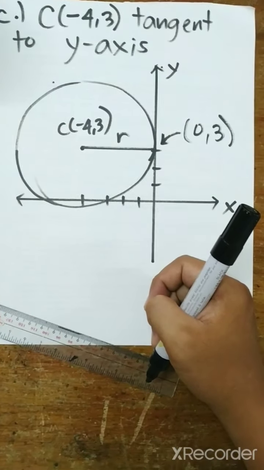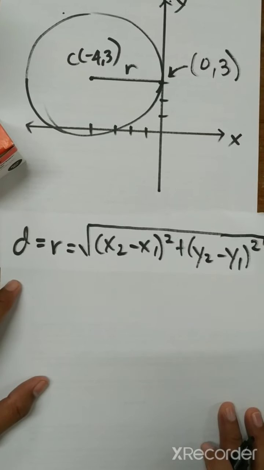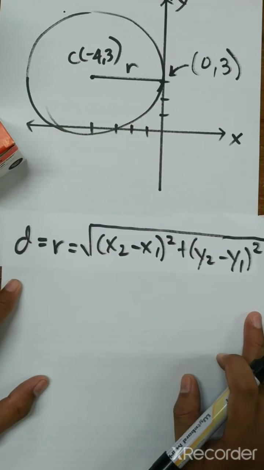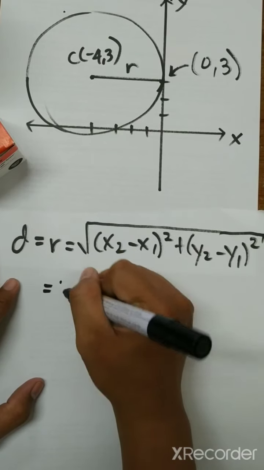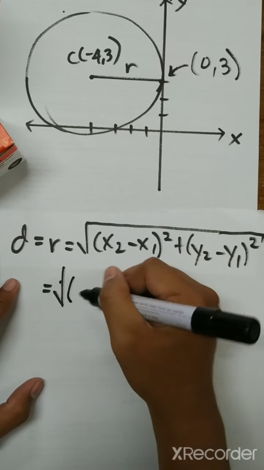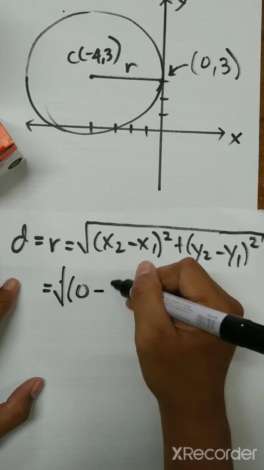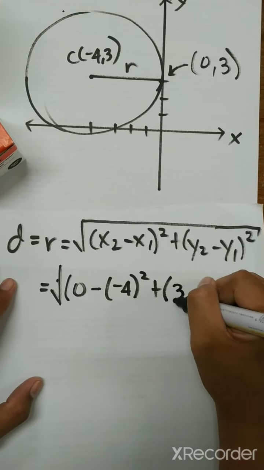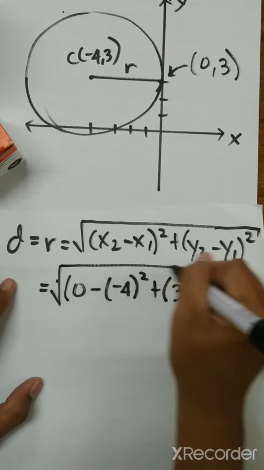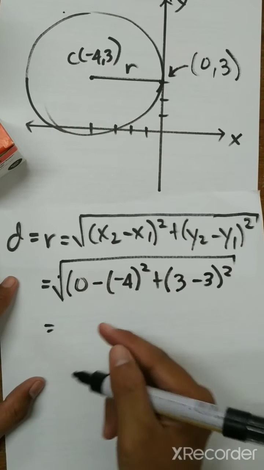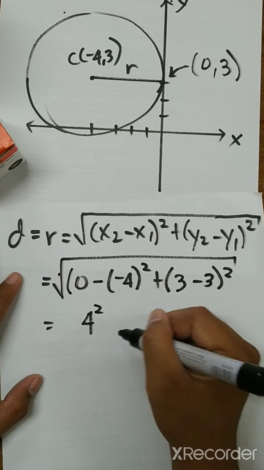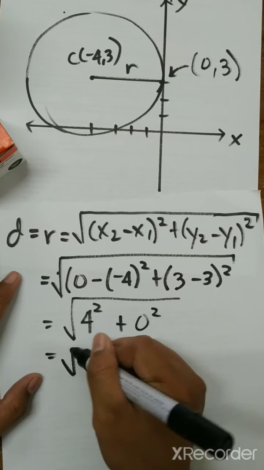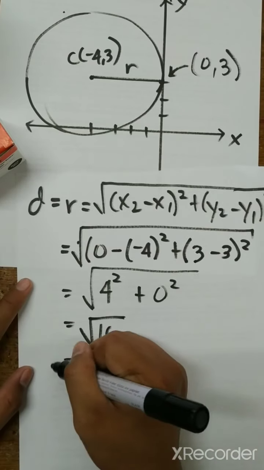Next, we need to find the distance between our center and our point of tangency, which is (0, 3). Alright, so we have this x sub 2. We can write there (0 minus negative 4) squared plus y sub 2, we have (3 minus 3) squared. Alright, so we have 0 plus 4 will give us 4 squared. 3 minus 3 will give us 0. So I can just write 0 there. So 4 squared will give me 16, which means my radius is 4.